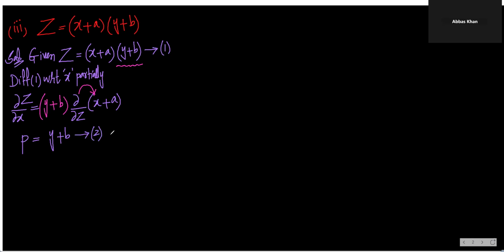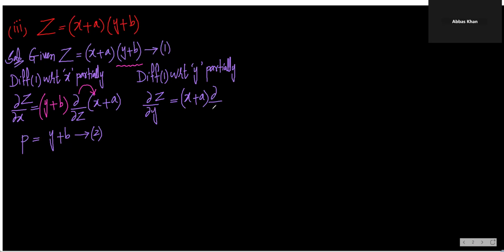Okay. Now, equating 1 and 2? No, no, we still have to do one more differentiation, since we have one more variable now. Differentiating 1 with respect to y, partially. So it will become dou by dou y of z equal to, this time x plus a will come outside, and dou by dou y of y plus b. Am I correct here?